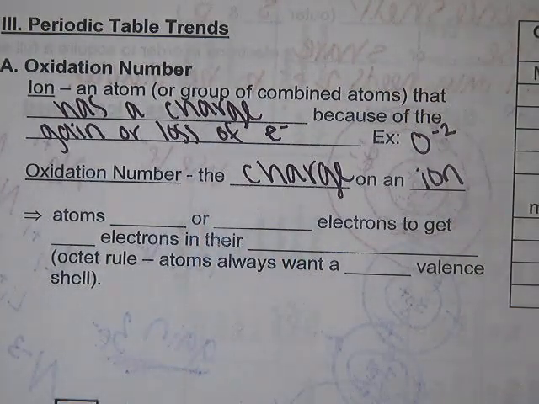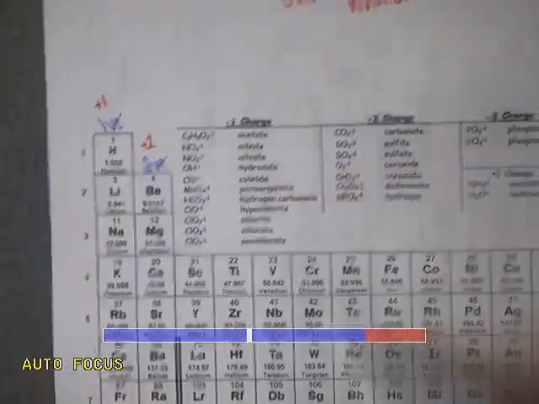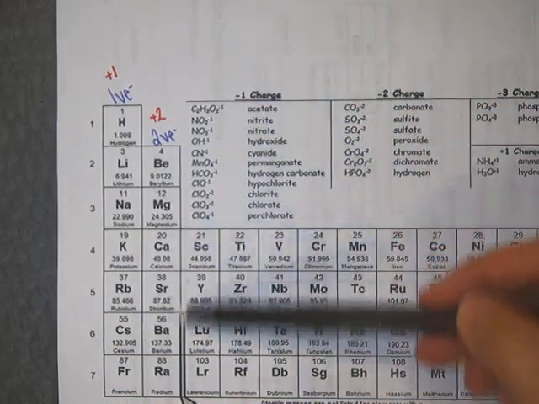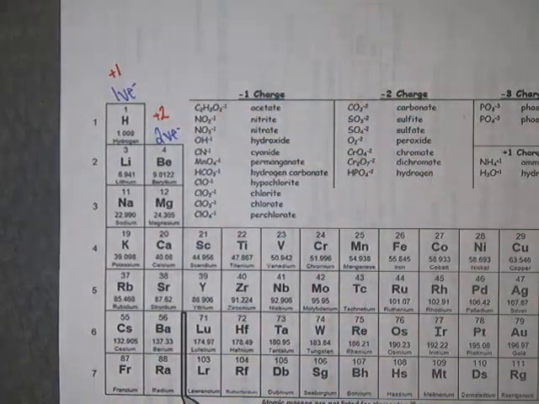When we talk about elements that have predictable charges, we are talking about elements that are in groups on our periodic table that we have labeled the charges for, meaning any element that's in this group will have a +1 charge. This group will have a +2 charge. We call that a predictable oxidation number.